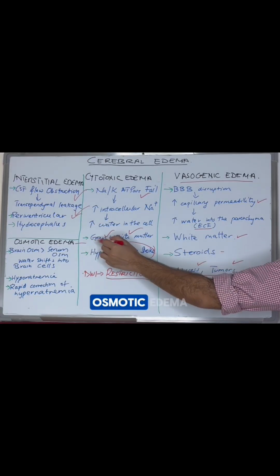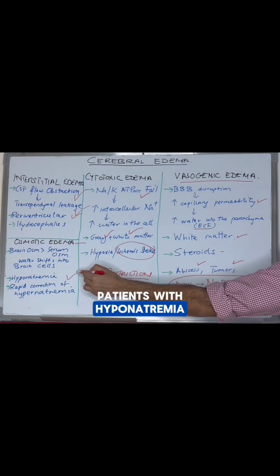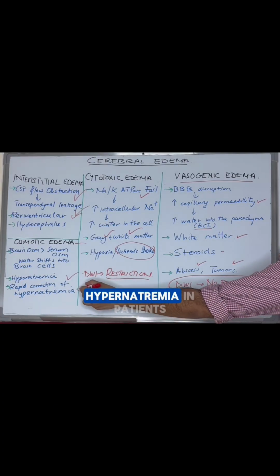The last type is osmotic edema. This is whereby brain osmolarity is more than serum osmolarity. That means we have a higher content of sodium inside the brain compared to serum. Therefore, water follows sodium and water shifts into the brain cells. This can occur in patients with hyponatremia and if there is rapid overcorrection or rapid correction of hypernatremia in patients.